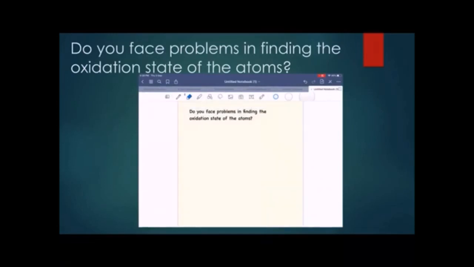Now we will study how to find the oxidation state of atoms in a compound. Two examples we will study. First one, potassium dichromate. We know that potassium is an alkali metal, so it has an oxidation state of +1. Oxygen is having an oxidation state of -2, but we do not know what is the oxidation state of chromium.